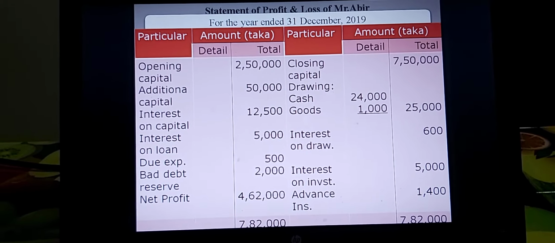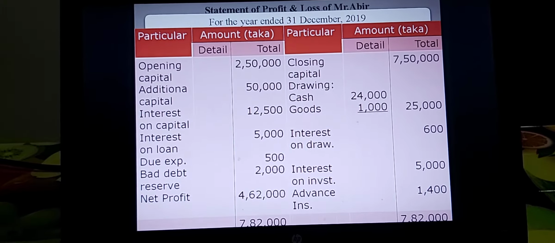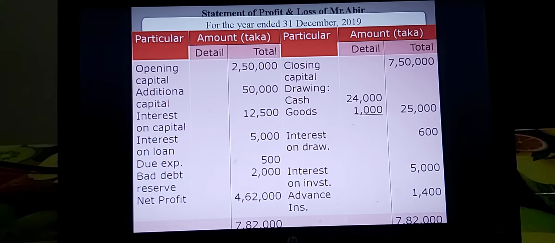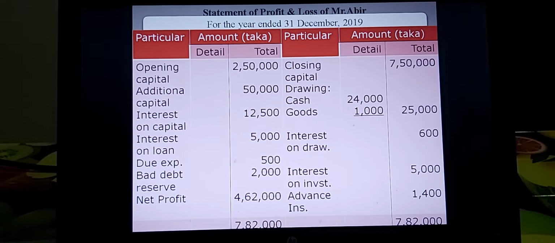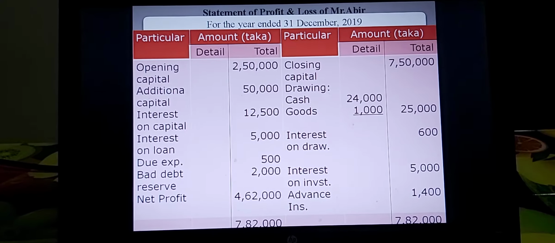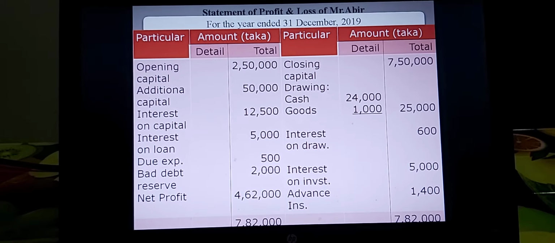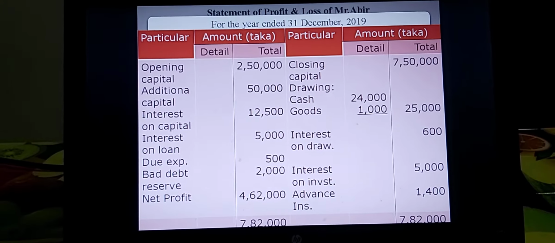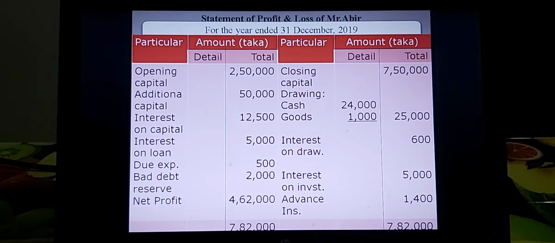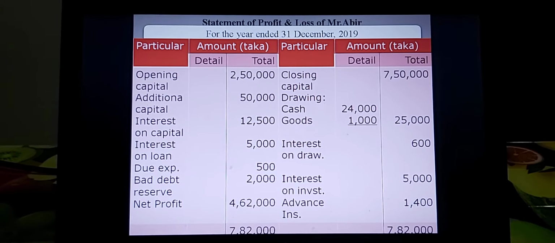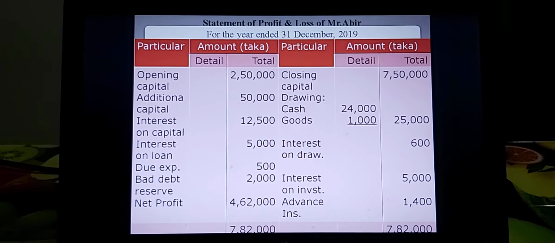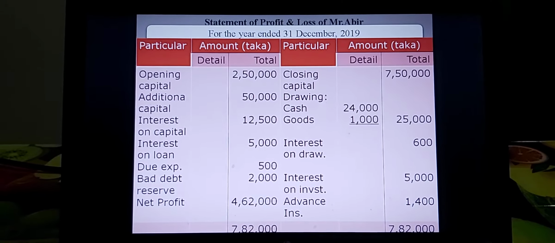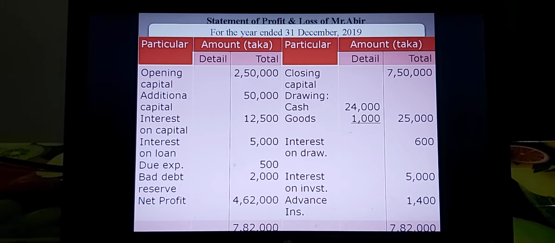And now you can go again to the left side, interest on loan. Totally 50,000 into 10%, that is the amount of interest on loan, 5,000. You have to write it. And you can go to the right side, interest on investment. It is also 50,000 into 10%, that is the amount of taka 5,000.